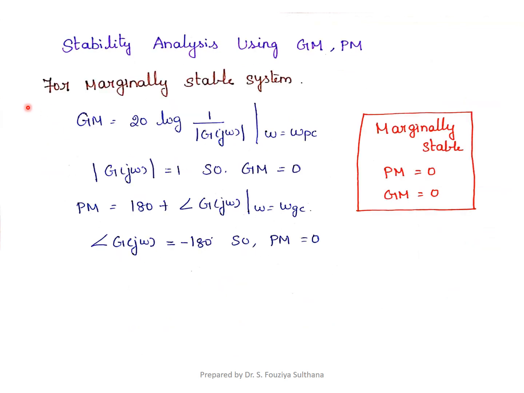For a marginally stable system, the magnitude of G of j omega is equal to 1. So the gain margin will be equal to 0 and the angle of G of j omega will be equal to minus 180 degrees. So phase margin is also equal to 0. So the condition for the marginally stable system is phase margin is equal to 0 and the gain margin is equal to 0.